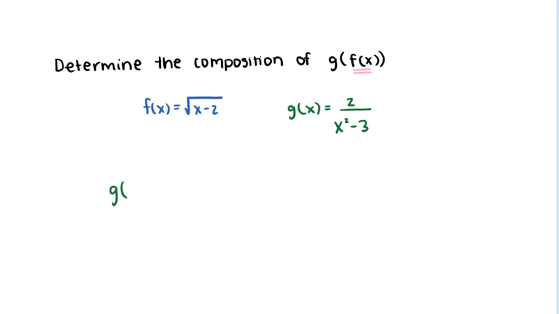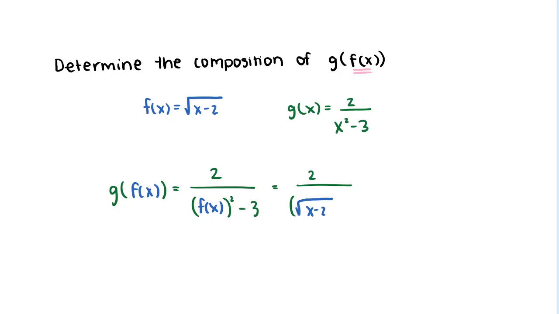So g of f of x is equal to 2 over our input squared, and our input in this case is f of x. We're going to square whatever f of x is, and then subtract away 3. So this is 2 over, and what are we going to square? We're going to square f of x, which is the square root of x minus 2.